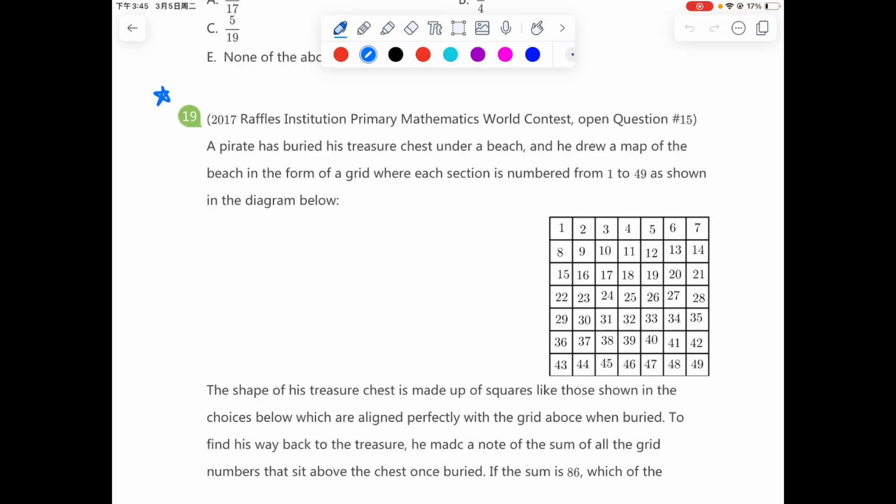Questions not run through in our lesson, so I will record a video. These two questions are about the number table.